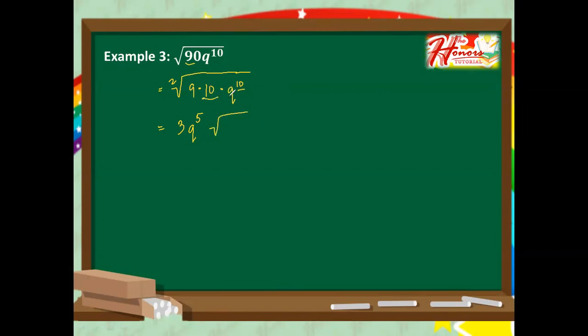For 10, it is factorable, yes, but there's no number that is a factor of 10 that is also a perfect square number. So we will be writing square root of 10 here. Because, for example, if you think of 5 times 2, 5 is not a perfect square number and also 2. So therefore, we cannot simplify it anymore. And this is the final answer, 3q raised to 5 square root of 10.